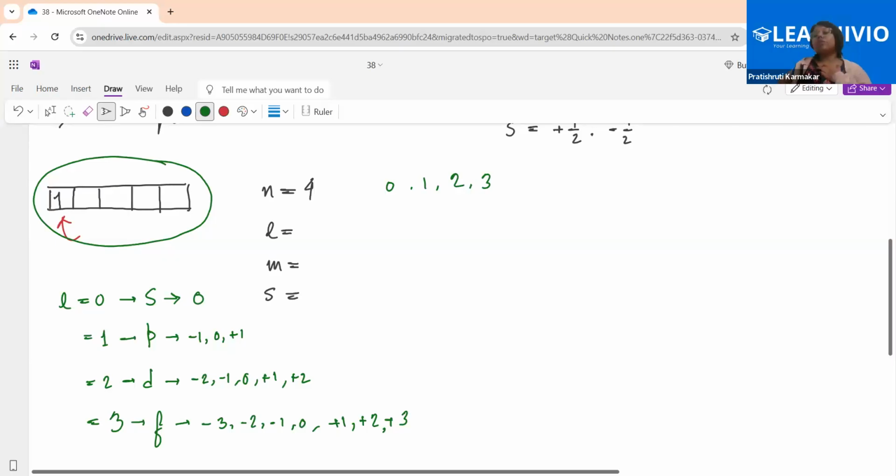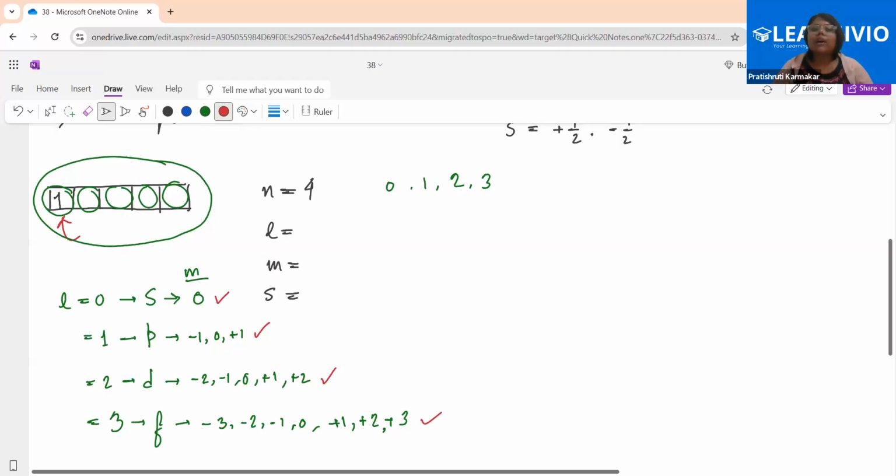Now we know that every box here gets assigned a value of m. Here we have 5 boxes, so every box will get assigned a single value. In the cases L equal to 0, L equal to 1, L equal to 2, L equal to 3, in which case are there 5 m values? In the first case, we have only 1 m value. In the second case, we have 3. In the third case, we have 5. And in the fourth case, we have 7 m values, right?